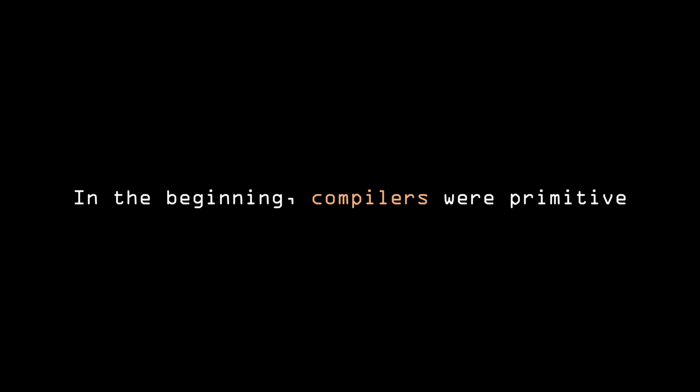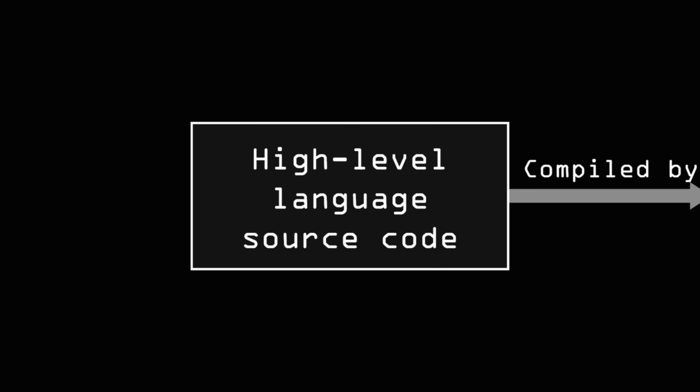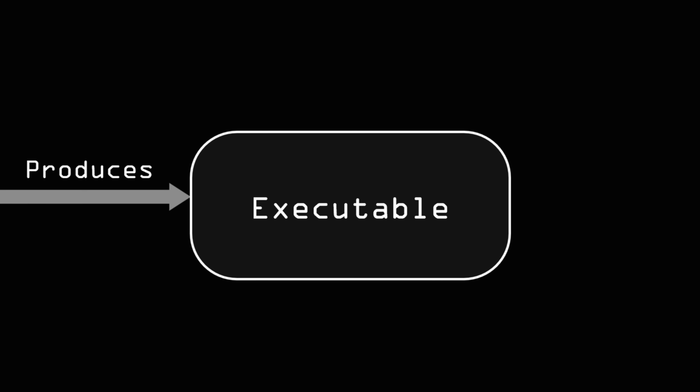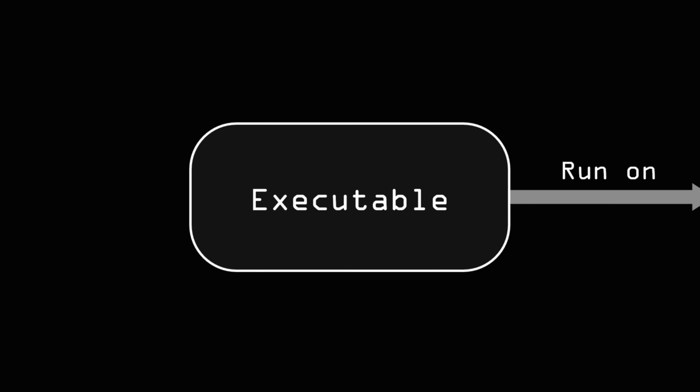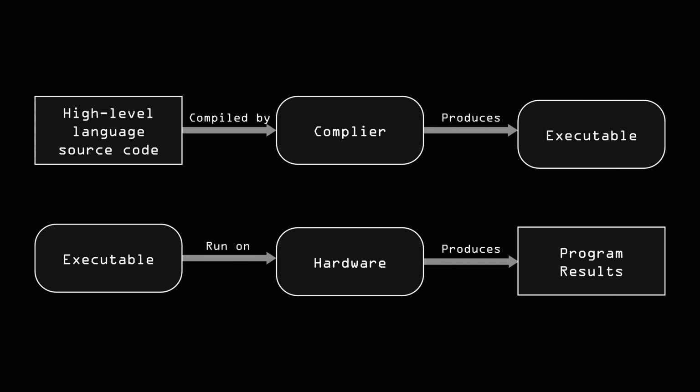In the beginning, compilers were primitive and produced slow, unoptimized assembly or machine code. However, over the years, compilers have become very good at producing fast, optimized code and in some cases can do a better job than humans can. Here is a simplified representation of the compiling process. High-level language source code is compiled by a compiler, which produces an executable file. Then the executable file is run on hardware, which produces program results.